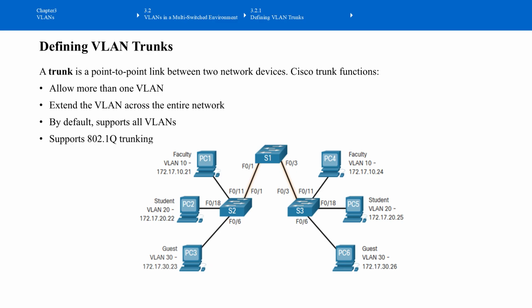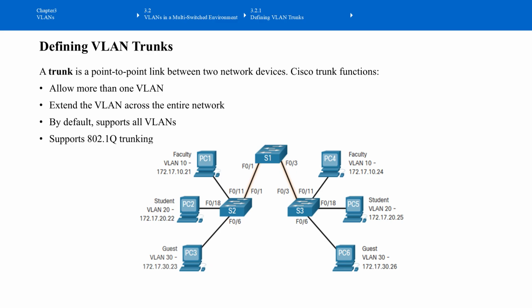Here is important information. So again, a trunk is a point-to-point link between two network devices. A computer is not a network device, and a switch is. Therefore, if you want to configure switch-to-switch communication, the type of the linkage should be a trunk port or trunk access. Please remember that. We are going to use this very soon. So Cisco trunk functions have the following things.